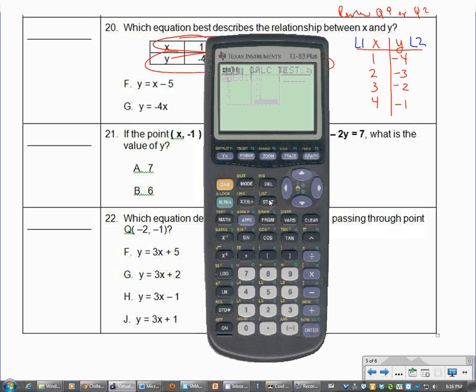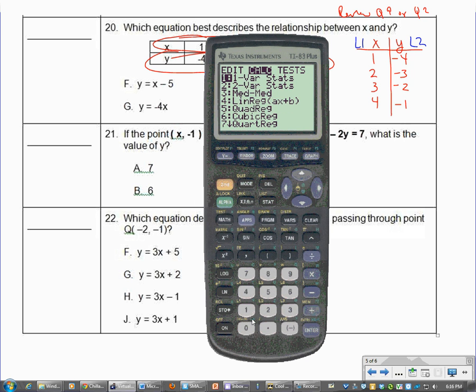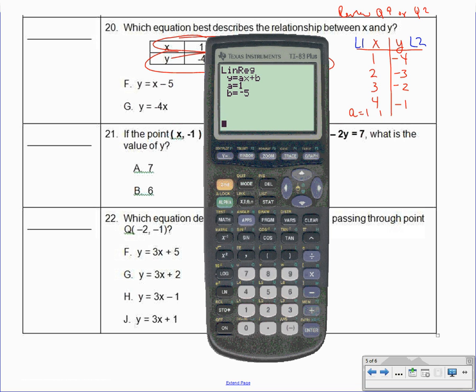Hit our stat button again. Scroll over to calc. Choose number 4. Again, you might have to scroll down to calculate and press enter. We have our equation where our a is equal to 1, b is equal to -5. So when we write our equation, we're going to get y equals, our a is 1, x, and then -5. Matching that up, we can see that our correct answer is F.